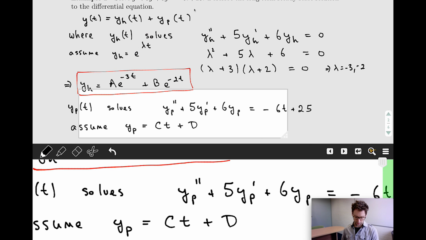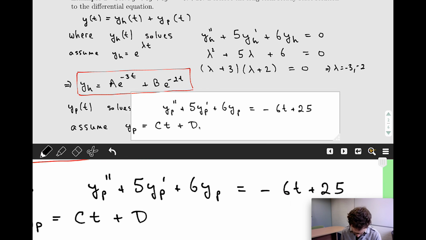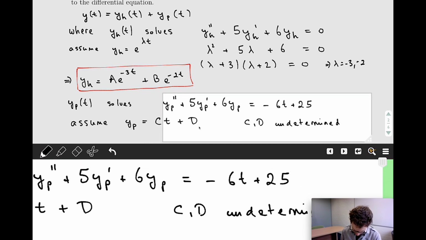Now, why did I assume that yp is of that form? Well, take a look at my right-hand side. You see here that this is an expression that involves a term involving t and a constant term. So I looked at that right-hand side, and I'm just going to choose the most general possible solution that looks like that. So I have something times t plus something. Those two somethings, that c and the d, are unknown constants. They're the undetermined coefficients that we're going to fix by substituting the solution back into my ordinary differential equation.